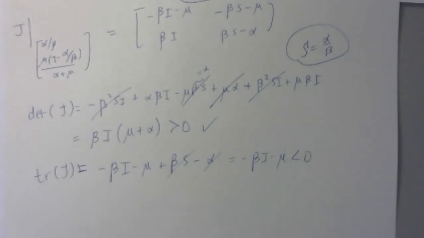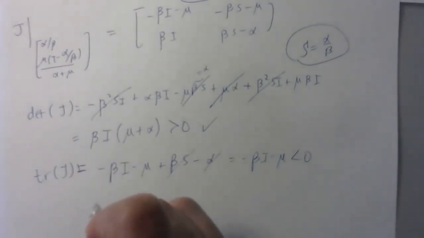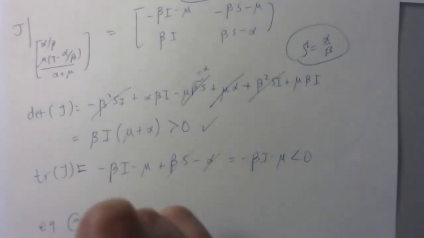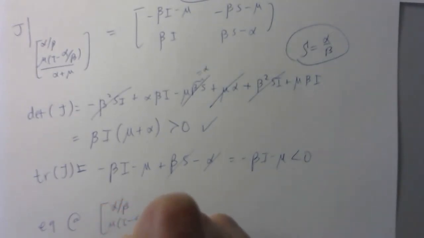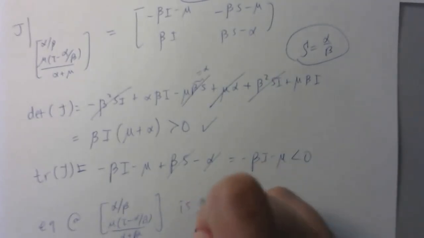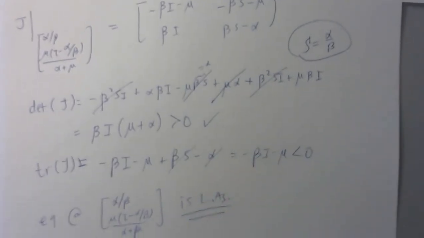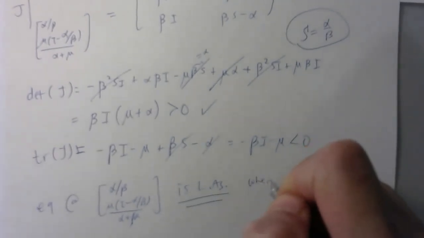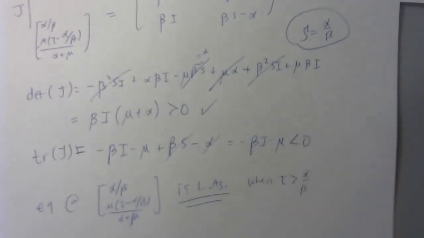So what does that mean? That means that the equilibrium here, the equilibrium at alpha over beta, and then mu tau minus alpha over beta, alpha plus mu, should have 2 negative eigenvalues. So it should be locally asymptotically stable when, whoops, tau is greater than alpha over beta. Does that look good?